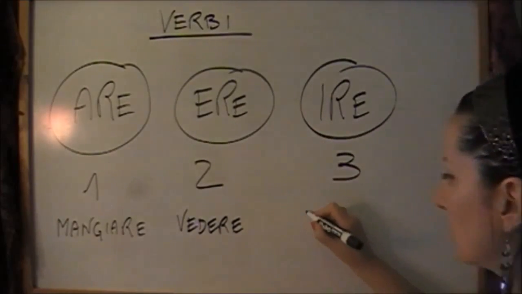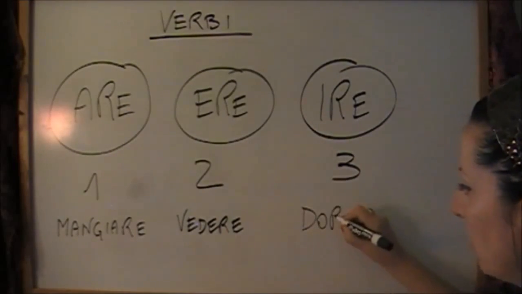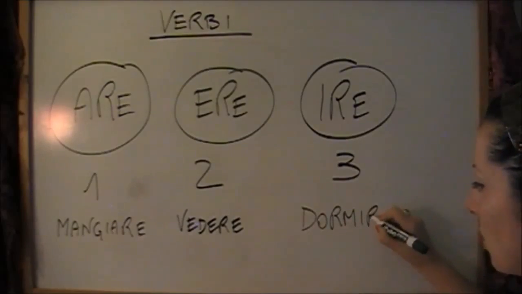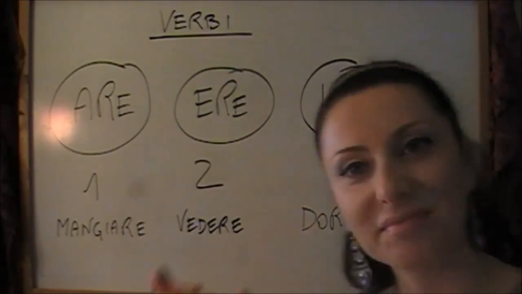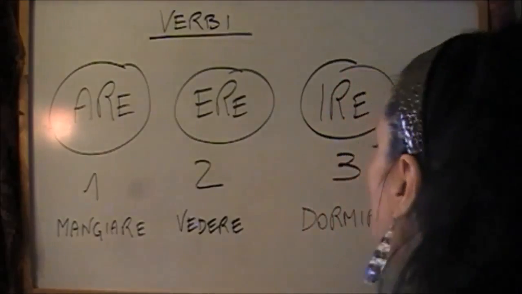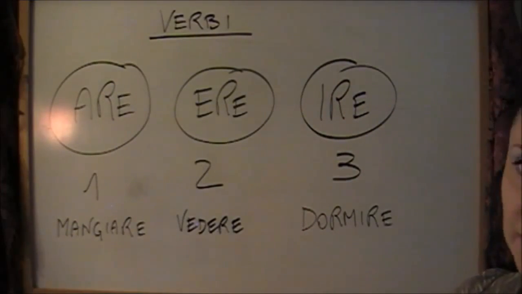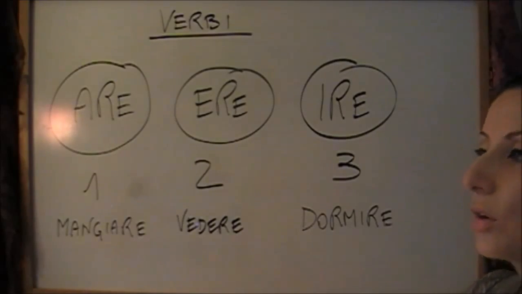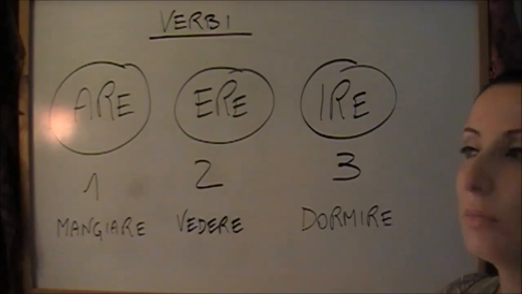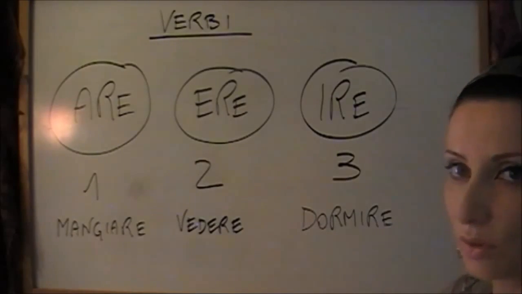Let's see another verb. For example, dormire. Dormire, it means to sleep. So ending ire, it means it belongs to the third group. It's pretty easy. So now probably your question is, why do I have to understand if a verb belongs to the first, second or third group?